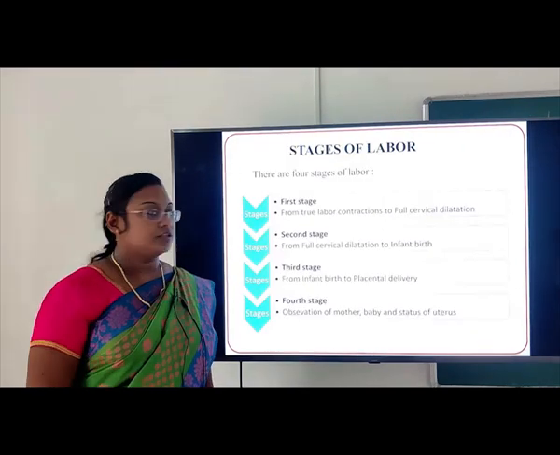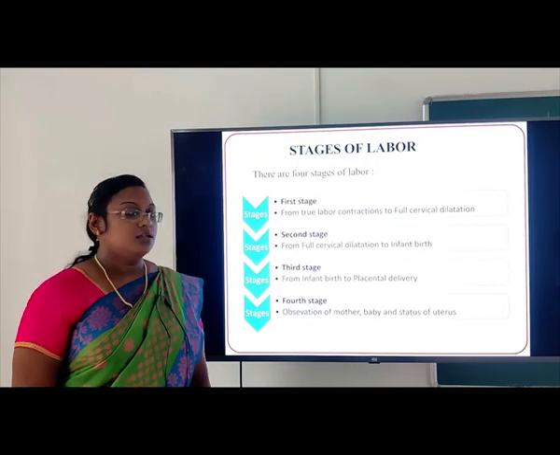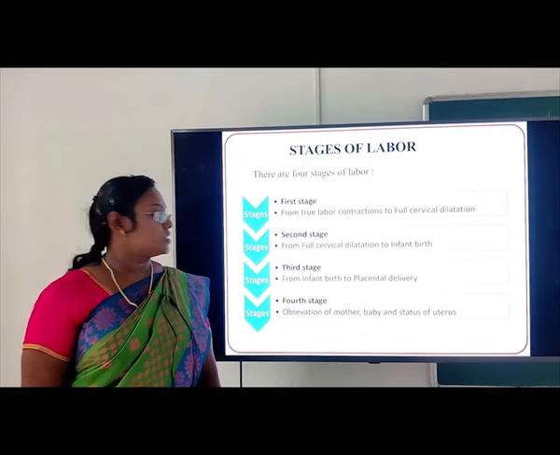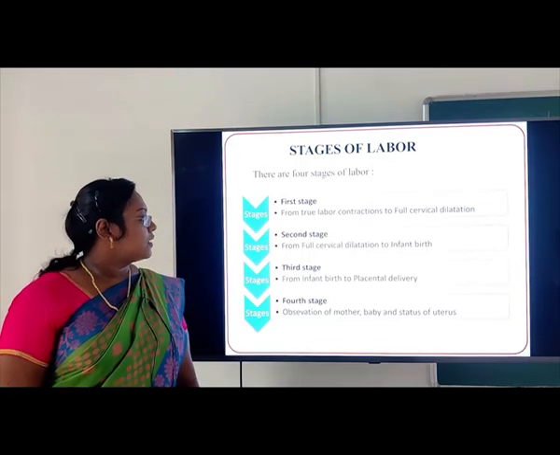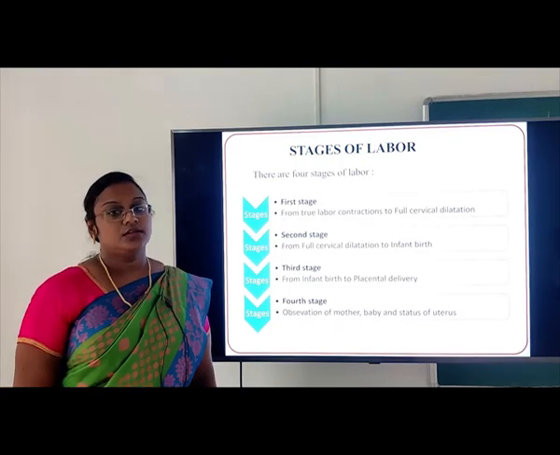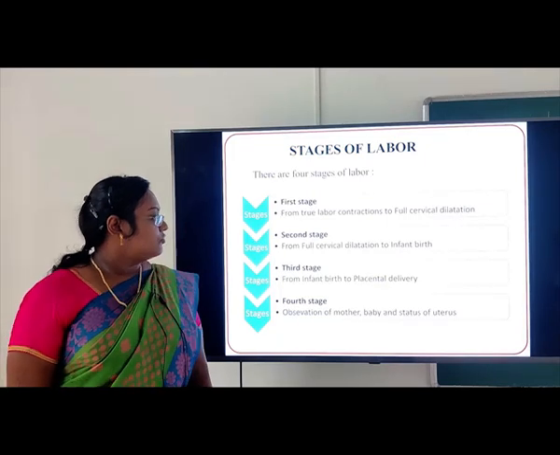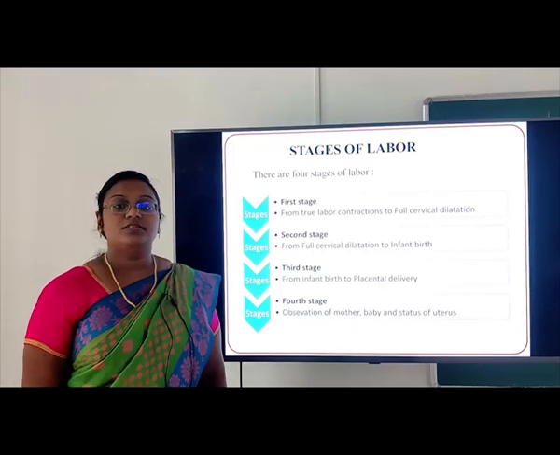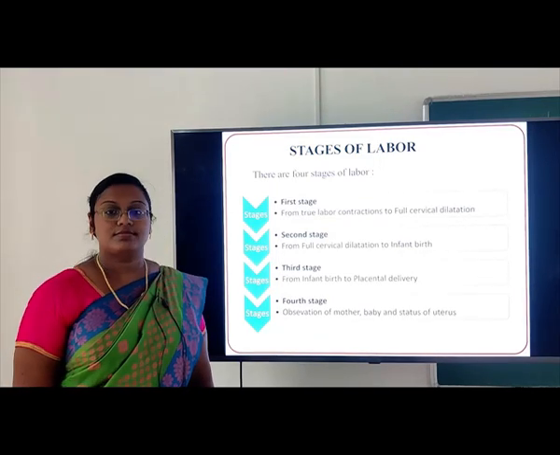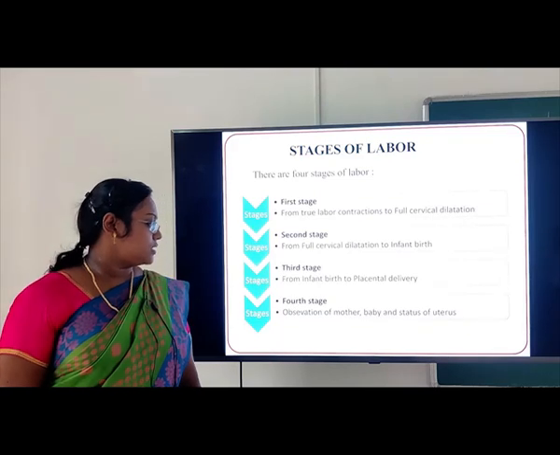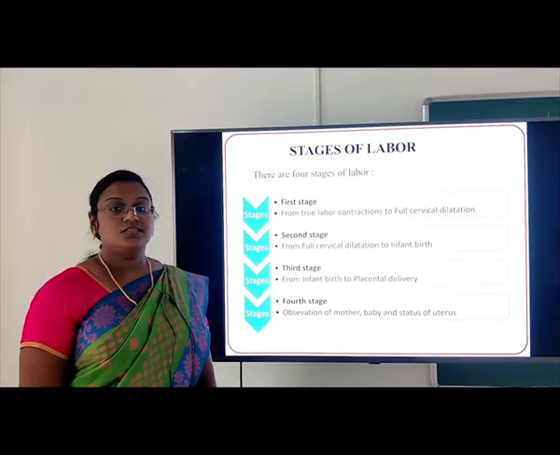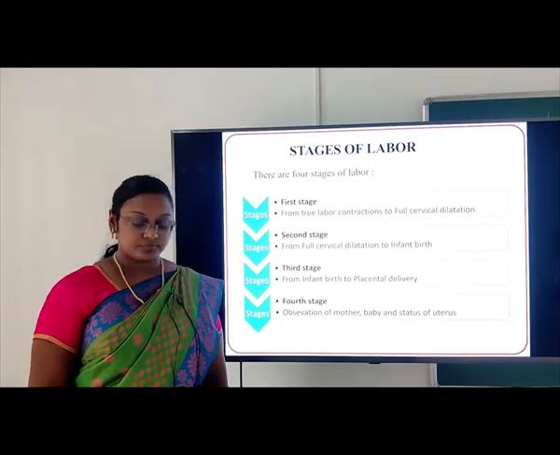Okay. So, next we are going to deal with the stages of labor. There are 4 main stages in labor: first, second, third and fourth stage. The first stage starts from true labor contraction to full cervical dilatation of the cervix, and the second stage is from full cervical dilatation till infant birth. The third stage is from infant birth to placental delivery, and the fourth stage is observation of the mother, baby and the status of the uterus. So, these are the 4 main stages of labor.